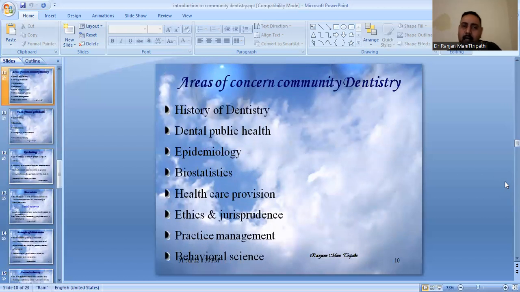So there are several areas of concern of community dentistry or the public health dentistry department. Area of concern foremost is history of dentistry, dental public health, epidemiology, biostatistics, healthcare provision, ethics and jurisprudence, practice management, behavioral science.